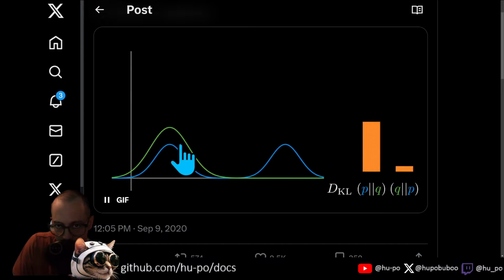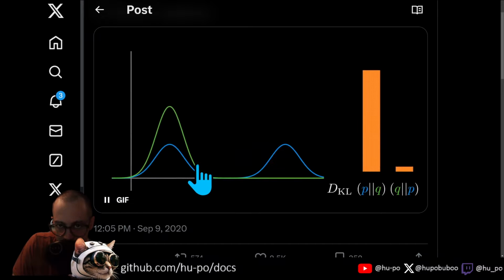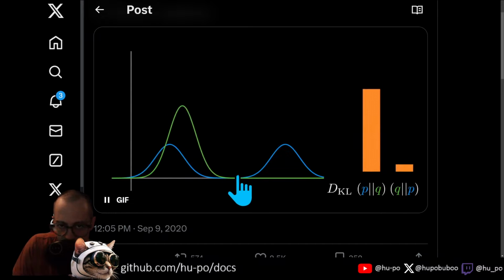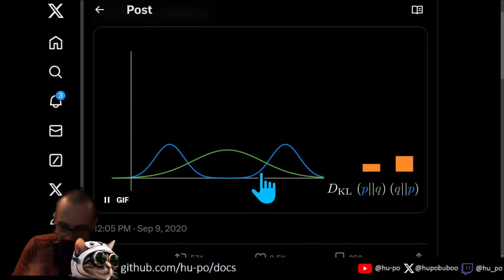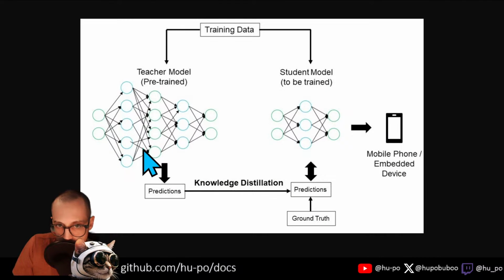Whenever the two distributions are right on top of each other like this, the KL divergence is small. Whenever the two distributions are not similar at all, the KL divergence is either big or small. I think I flipped that, but it's basically a distance metric that you're using to try to make the student model be as similar as possible to the teacher model, right?